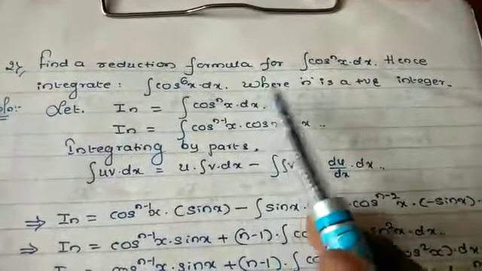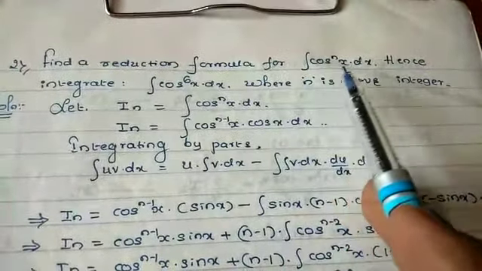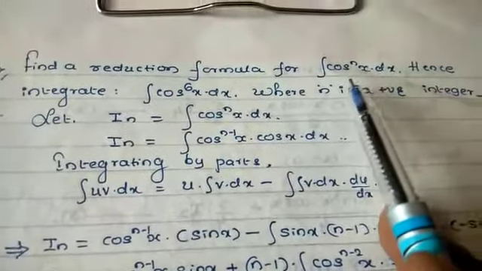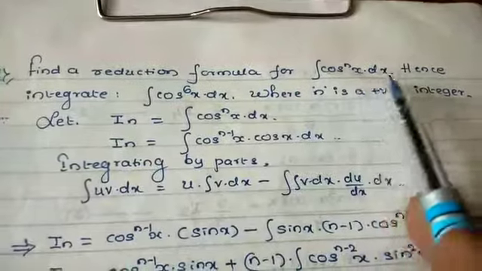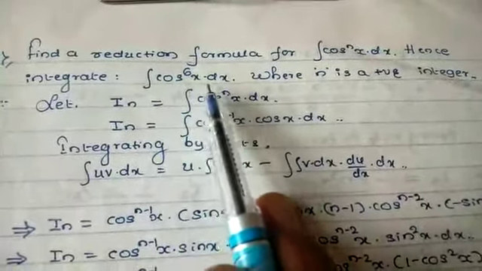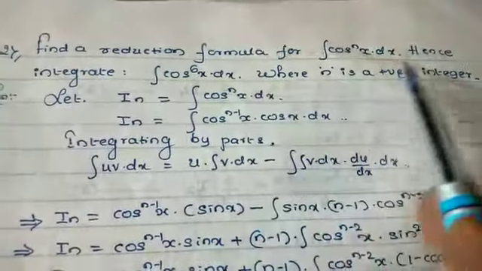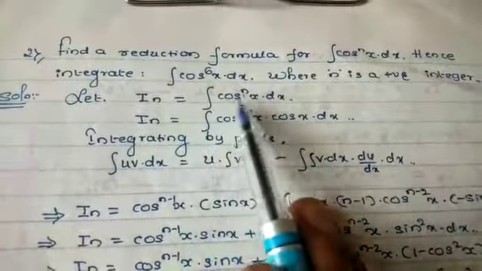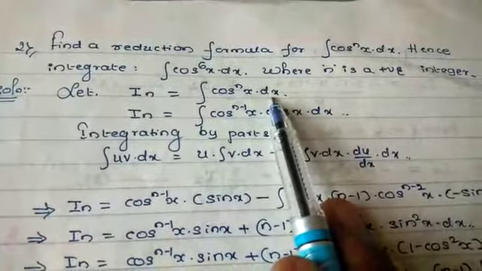Continuation of the reduction formula for integration of cos raised to n x with respect to x. In the previous classes we have completed tan, cot and sin. Also, evaluate the integration of cos raised to 6x with respect to x, where n is a positive integer. Consider I_n equals integration of cos raised to n x with respect to x.